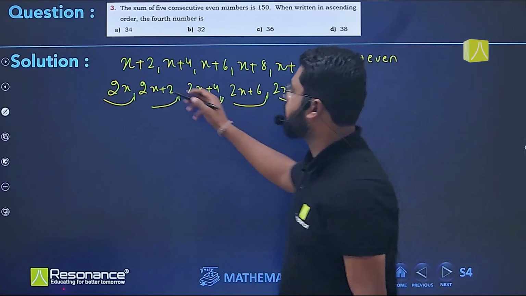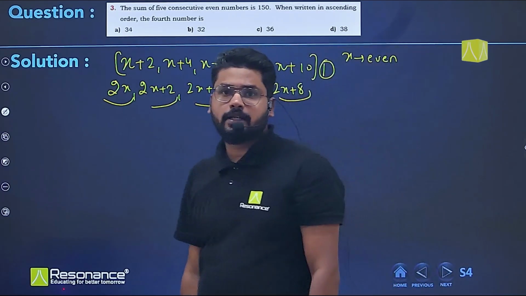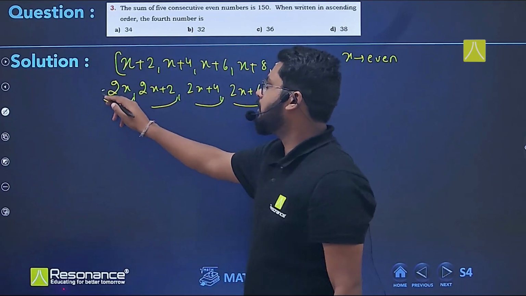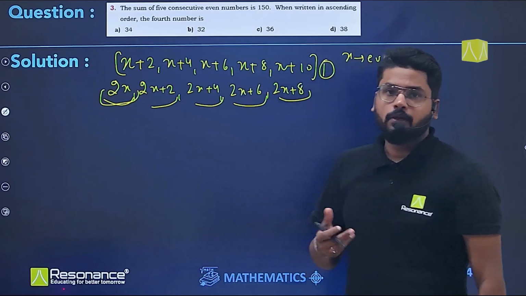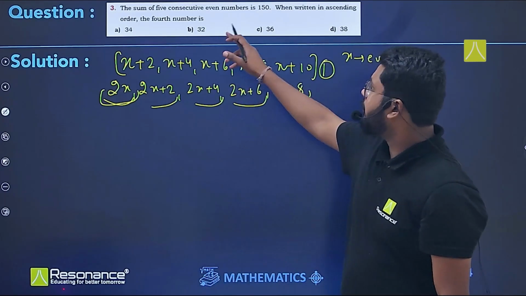Some students may have solved it in case number 1. That is also correct, but you have to mention x is even, because x can be odd also. But if you take 2x, it is clear that 2x will be even, because even if x is odd, it is multiplied by 2. So 2 into something is always even. The sum of these 5 consecutive numbers is 150.